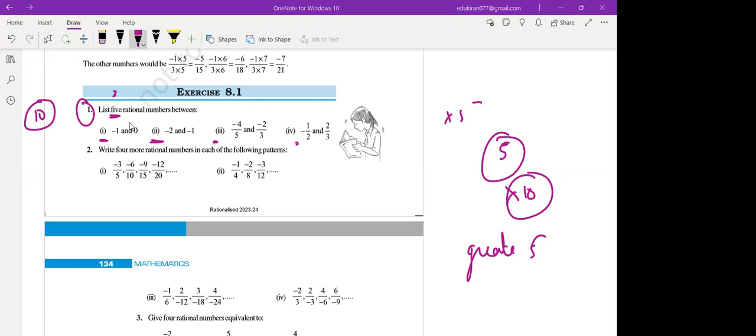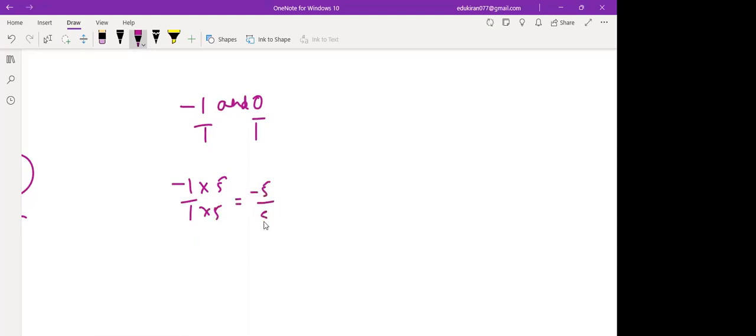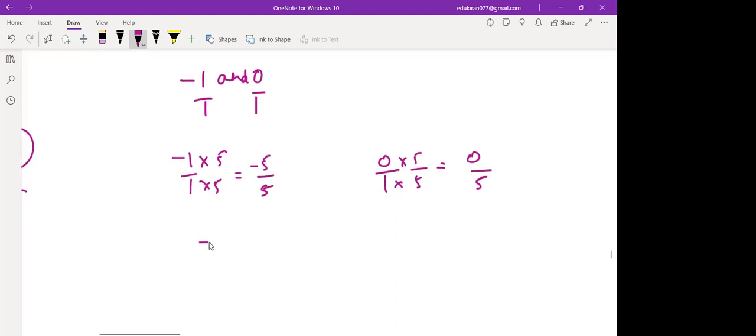So for the first one, what did you people do? You multiplied with which number? I multiplied it with 5. Okay, let's just do it with 5. So you got this, and 0.1 multiplied with 5 and 5, you got 0.5, right? Here minus 5 upon 5, then minus 4 upon 5, minus 3 upon 5, minus 2 upon 5 and minus 1 upon 5.